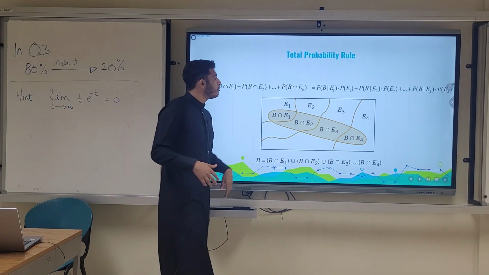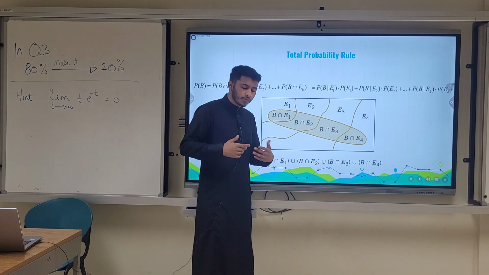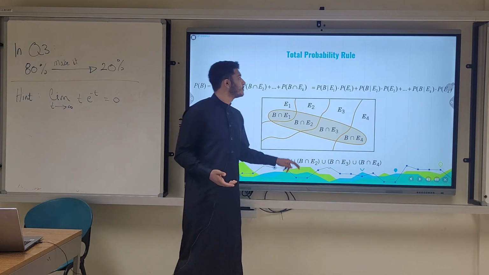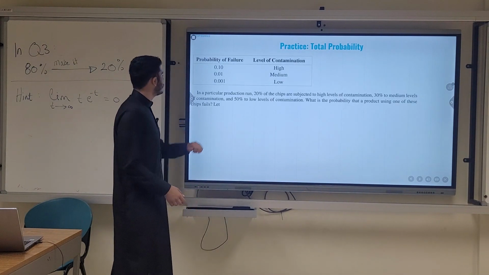And we have modified it, or harnessed it, so we can solve questions regarding conditional probability, as we're going to see. Let's solve a question on total probability now. So let's say that we have this question.